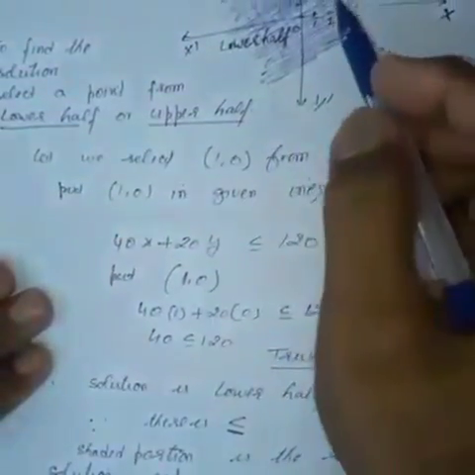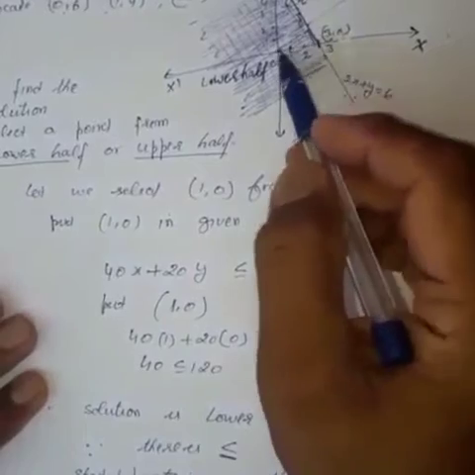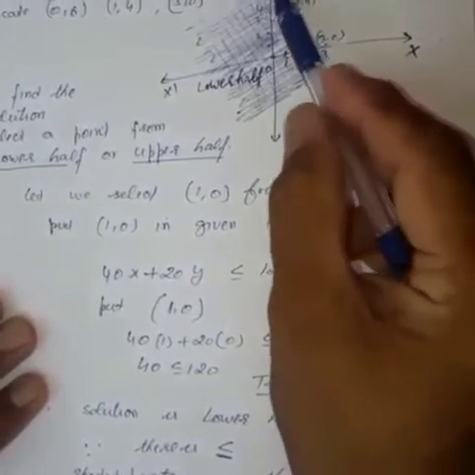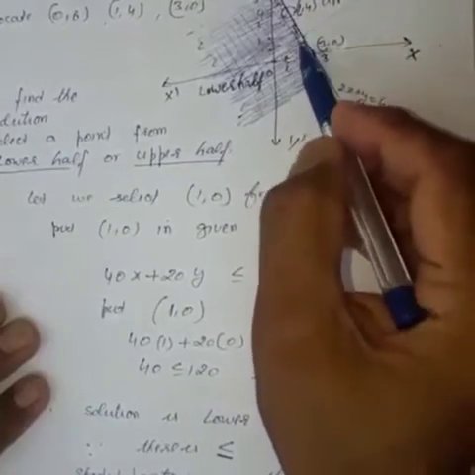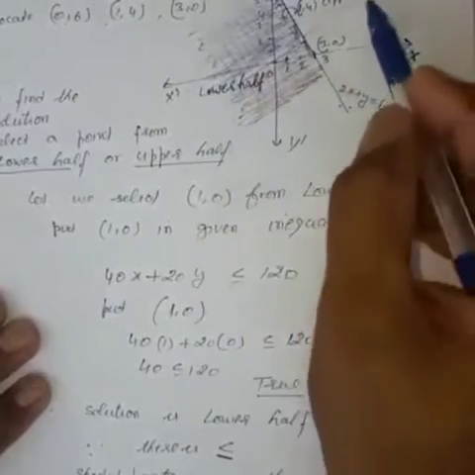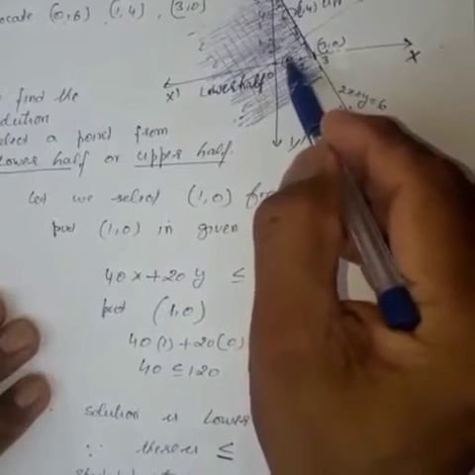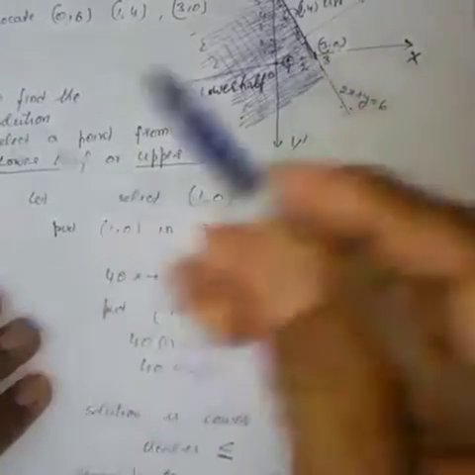So you have to select a point which will be either in the lower half or on the upper half. The point selected should not be on the line. So it means except this line we can select the point anywhere in this region or in this region also. So we have selected this point, this is the point selected (1, 0). So you select any point, it is your choice.